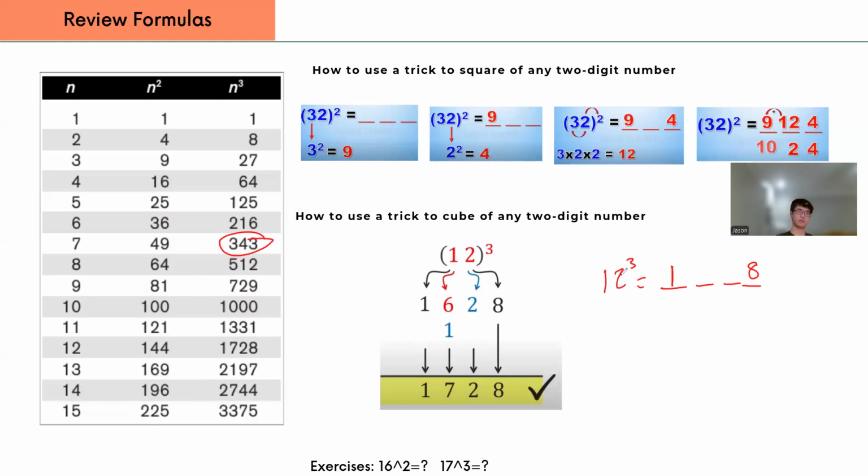So 1 times 1 times 2 is 2, times 3 is 6. And then for this one, we just have 2. So 1 times 2 squared, which is 1 times 2 times 2 times 3, which is 12, right? And then we carry over again. So we have 8, 2, 7, 1. So 1,728 is 12 cubed.